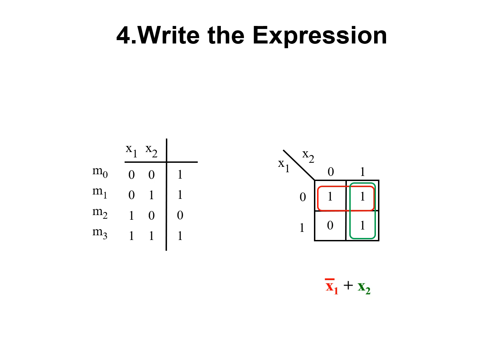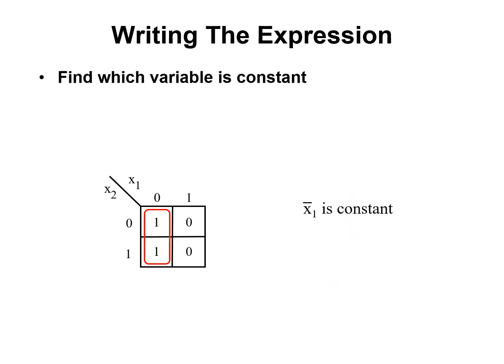X1 bar. Here, for the red line, we are mapping the 1, 1 as a pair, and we are getting the value X1 bar. And for the green line, we are mapping the values 1, 1, and we are getting the value X2. So finally, we are getting the value X1 bar plus X2. In this table, the X1 bar is constant. In this table, the X1 is constant.